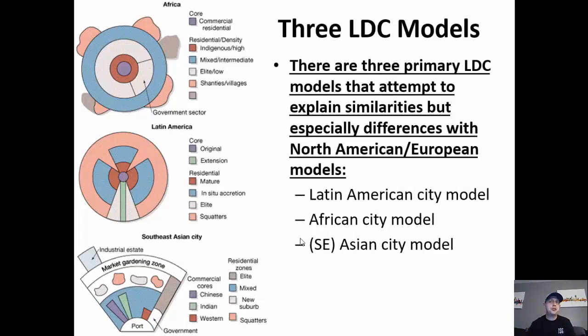So we have some LDC models that you need to know. There are 3 of them. They attempt to explain similarities, but especially differences with North American and European cities.